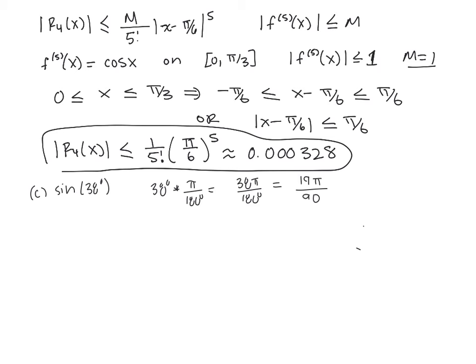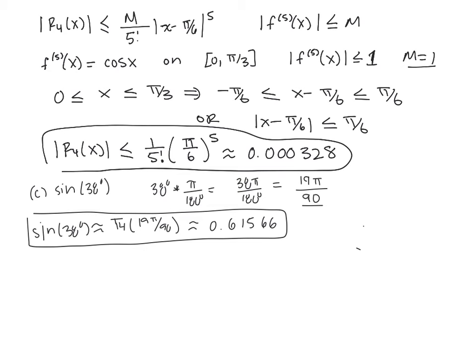To estimate sine of 38 degrees, we're just going to input this value into the Taylor series. So we have that sine of 38 degrees is about equal to T sub 4 with 19 pi over 90 plugged in. And that should give you about 0.61566.